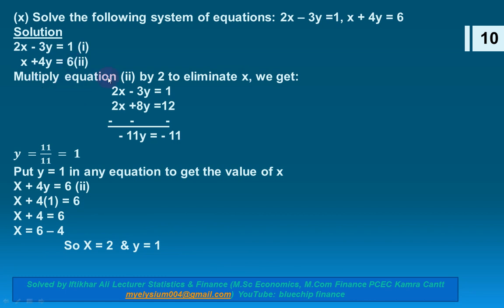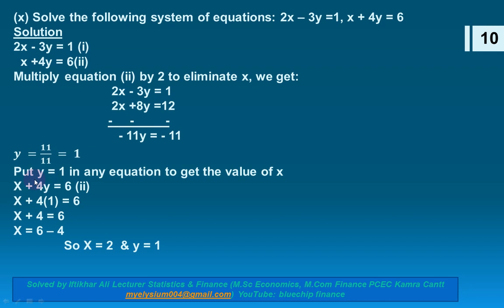So multiply equation number 2 by 2 to eliminate x. So equation number 2, after multiplication with 2, will become 2x plus 8y equals 12. After that, we just change the signs of the second equation, and x will be removed here. Minus 3 minus 8y will become minus 11y, and 1 minus 12 equals minus 11. So y will be equal to 11 by 11, and y will be equal to 1.